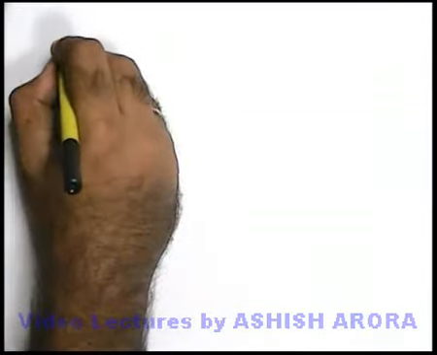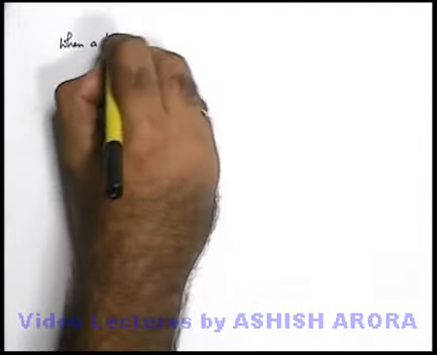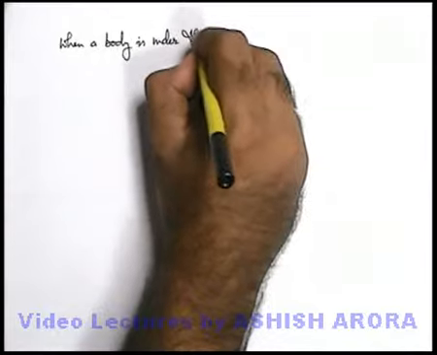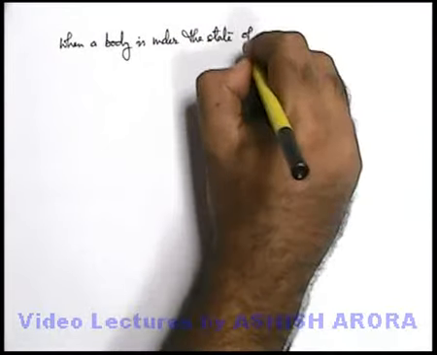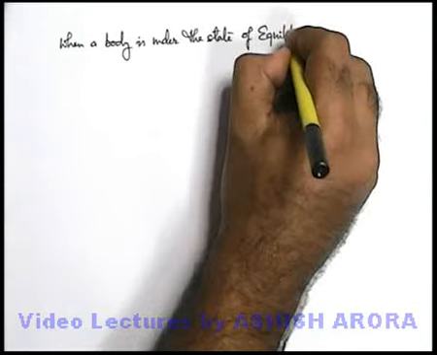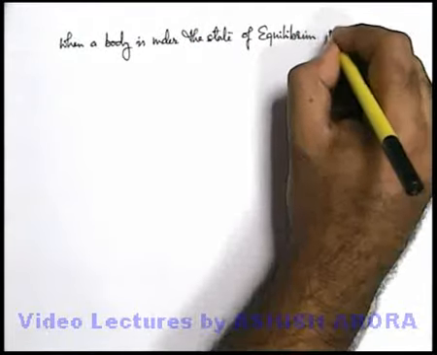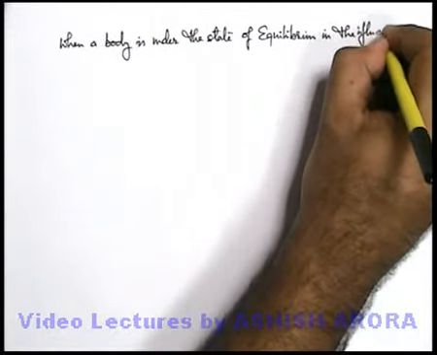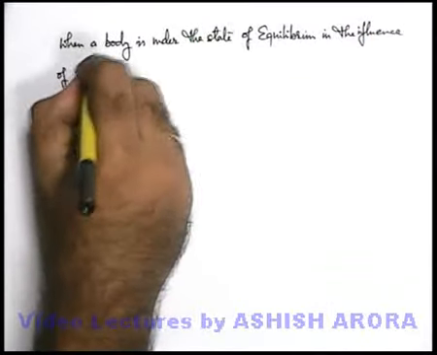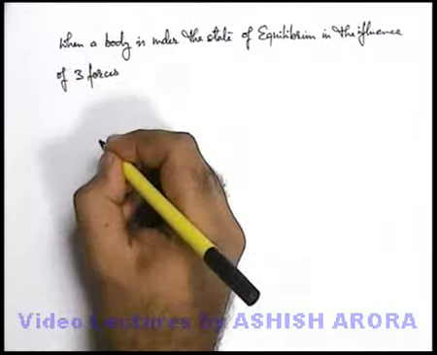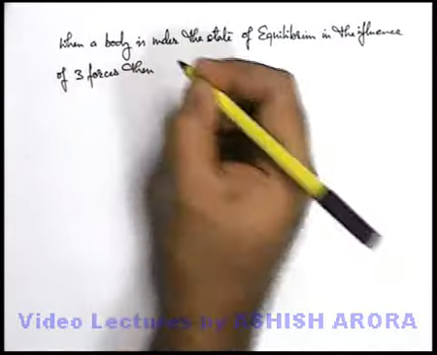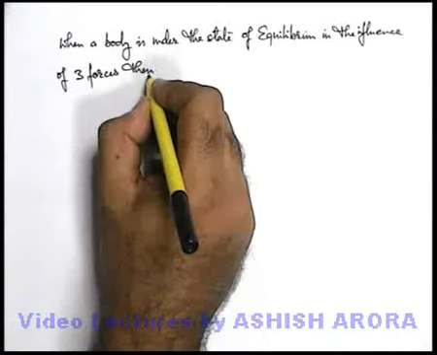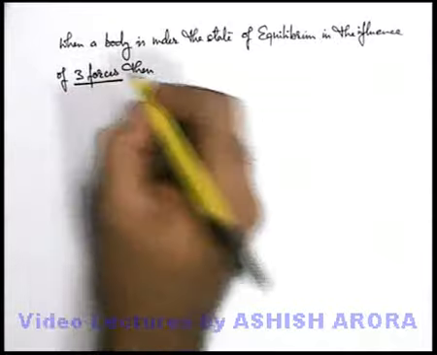You can simply state, when a body is under the state of equilibrium in the influence of three forces, then we can directly state, if a body is under the state of equilibrium in the influence of three forces, then the vector sum of these three forces must be 0.